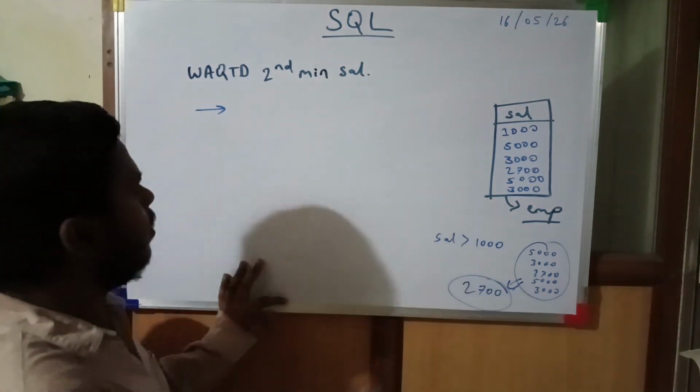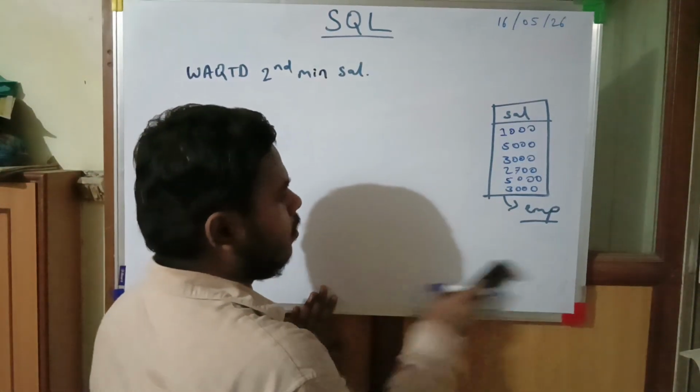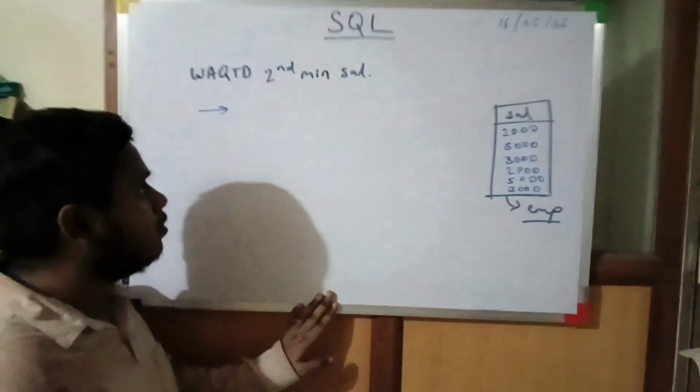So similarly, we will write. First, what will we write? First of all, I need to filter out the minimum salary.